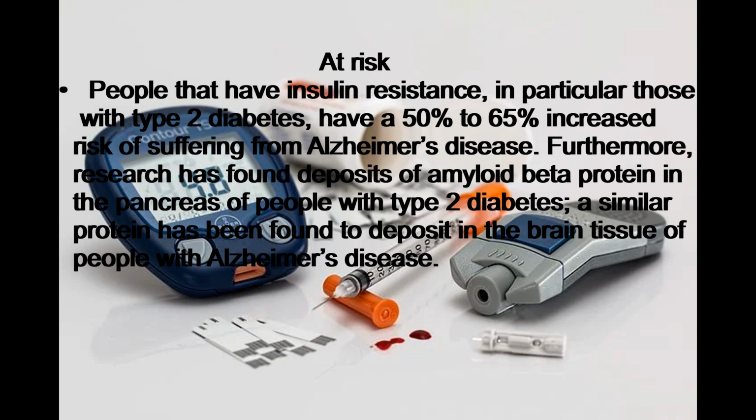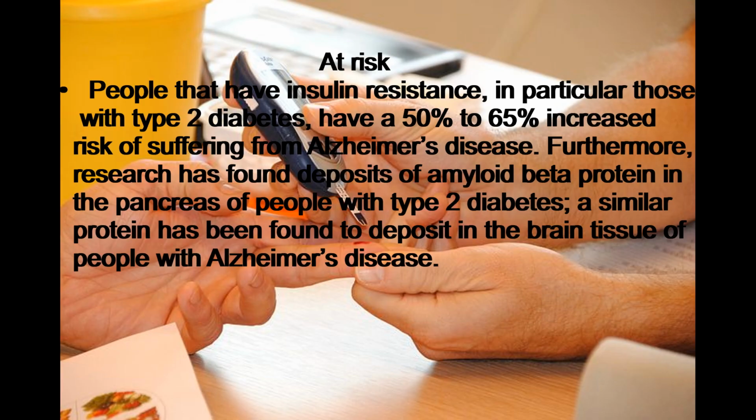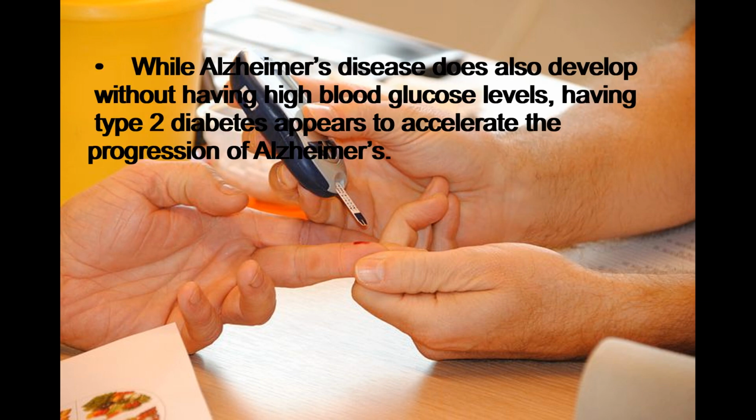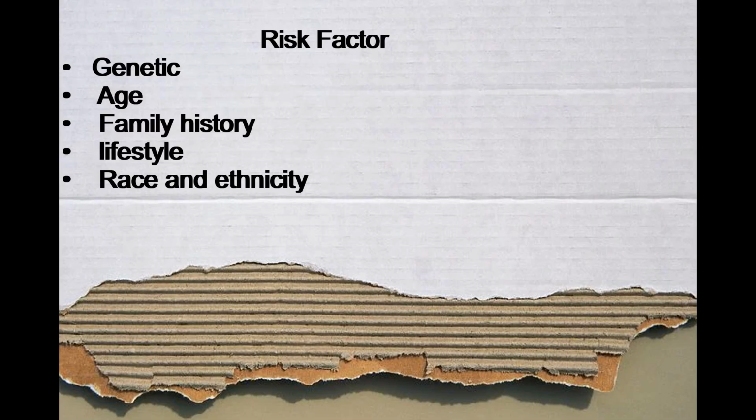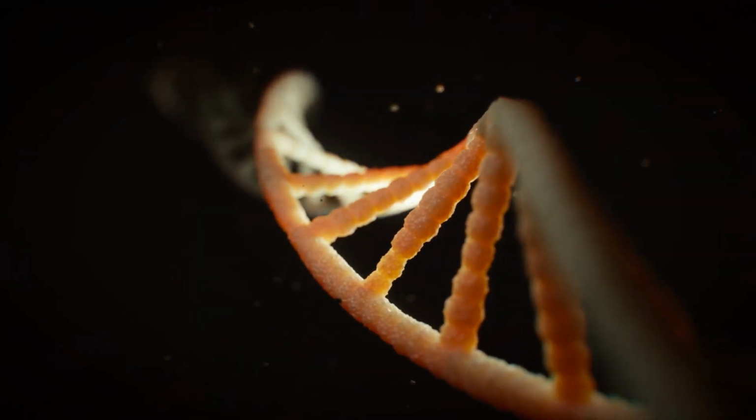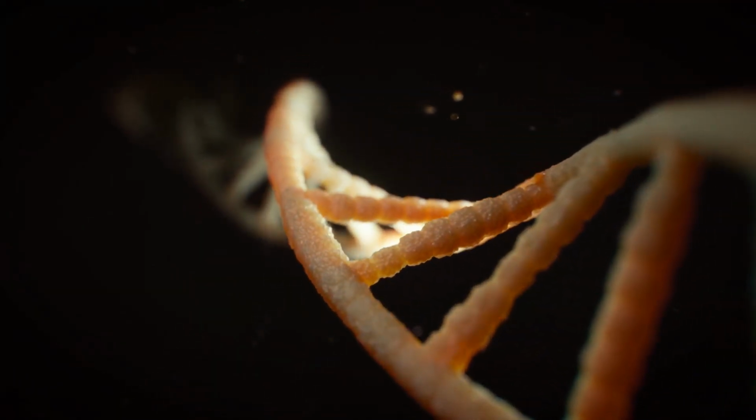Furthermore, research has found deposits of amyloid beta protein in the pancreas of people with type 2 diabetes. A similar protein has been found to deposit in the brain tissue of people with Alzheimer's disease. While Alzheimer's disease does also develop without having high blood glucose levels, having type 2 diabetes appears to accelerate the progression of Alzheimer's. Risk factors: genetic, age, family history, lifestyle, race and ethnicity.